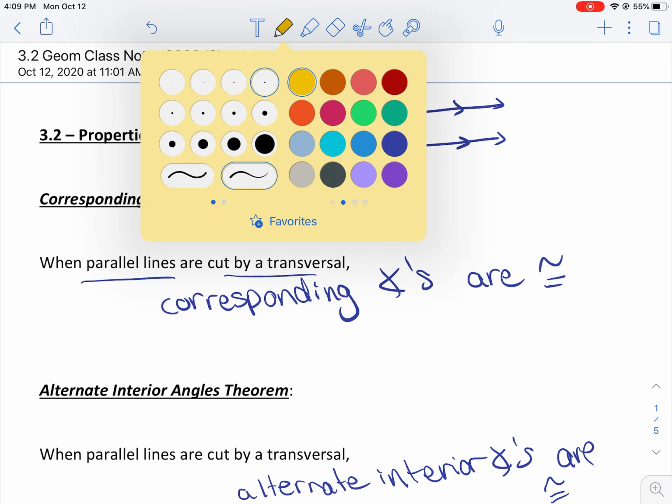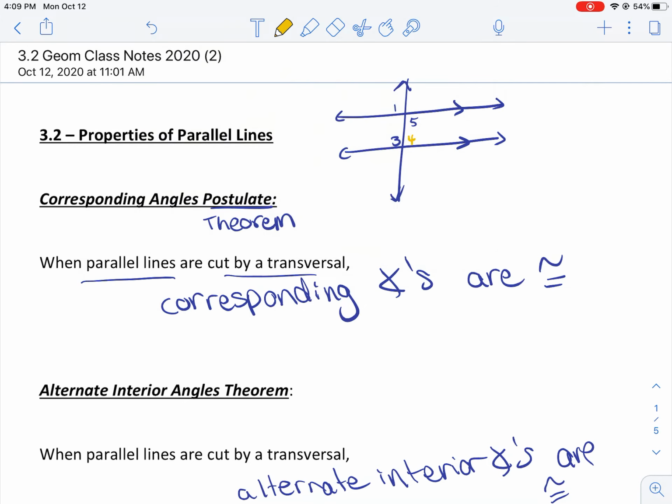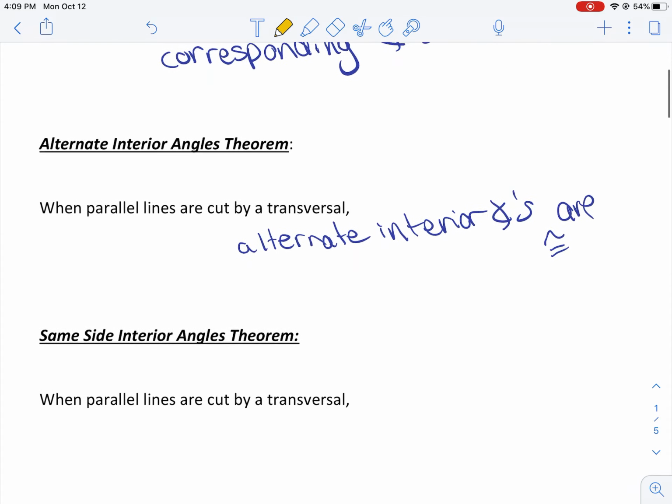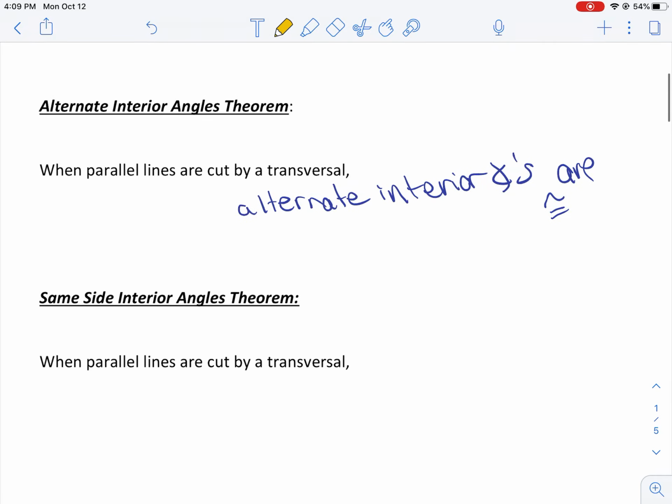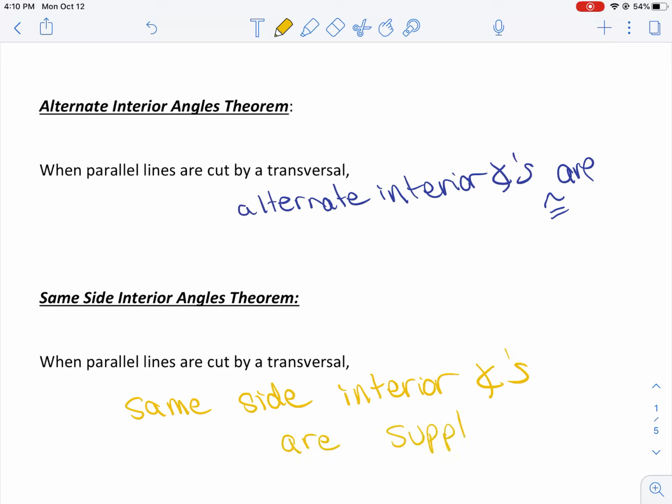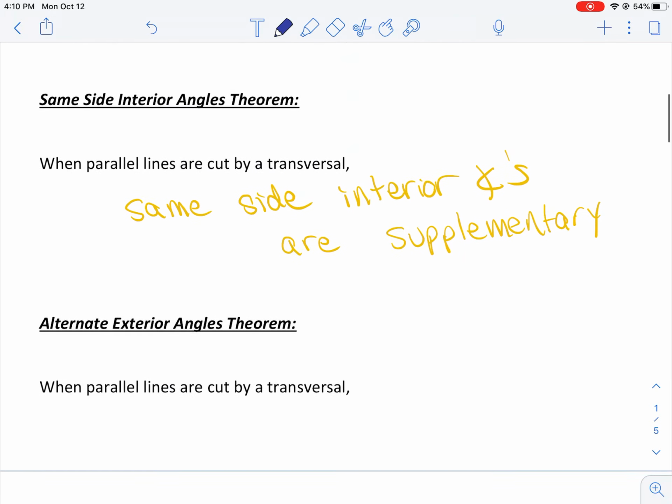All right, same side interior angles. So that would be like angle 5 and angle 4. They are on the same side of the transversal, and they are inside those two parallel lines. They're the only ones that have a different relationship. When parallel lines are cut by a transversal, same side interior angles are supplementary. And sometimes you'll hear me in class say it in a very exaggerated way, same side supplementary, all those S's to help us remember that that is sort of the different example.